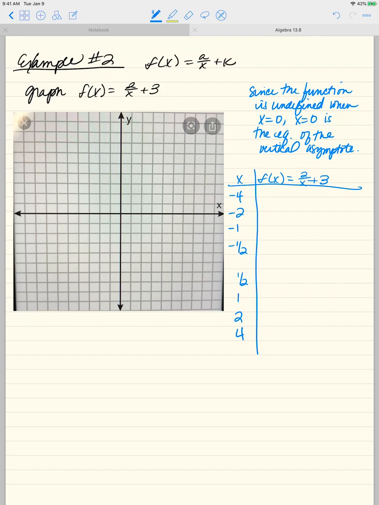Okay, so 2 over x. 2 over negative 4 is negative 1/2, plus 3, which is 2.5. 2 over negative 2 is negative 1, plus 3 is 2. 2 over negative 1 is negative 2, plus 3 is 1. 2 over negative 1/2 is negative 4, plus 3 is negative 1.